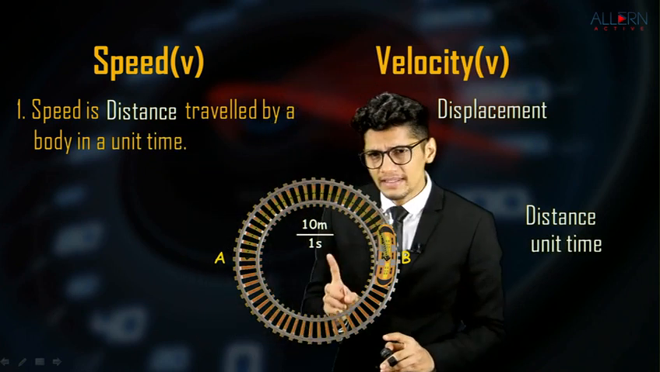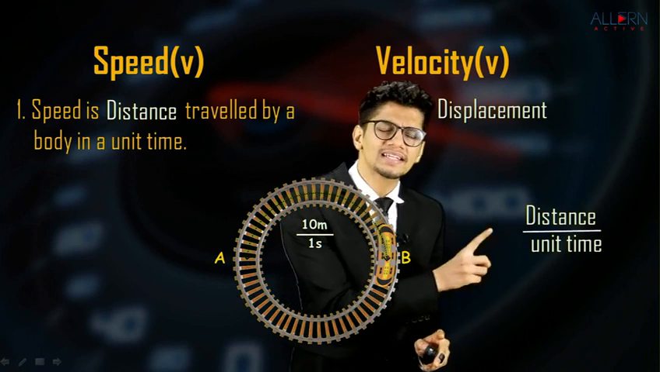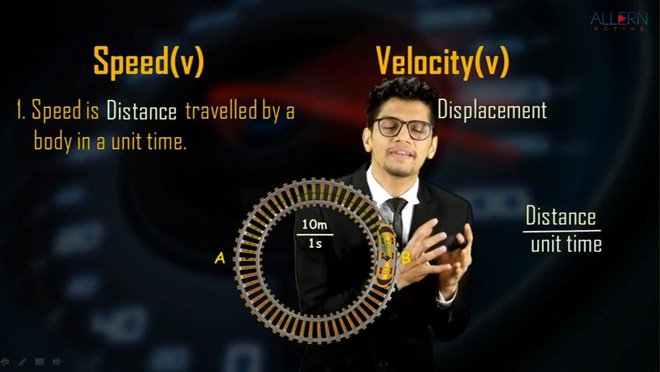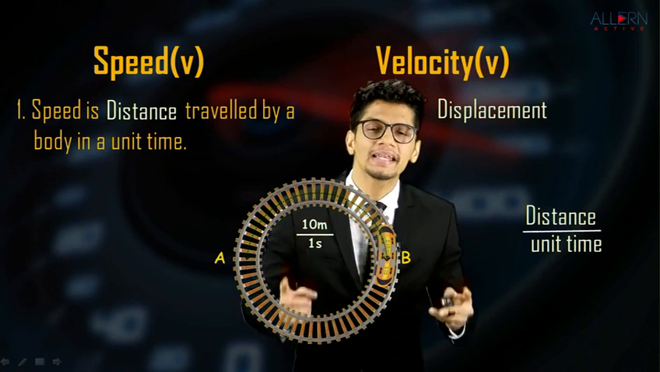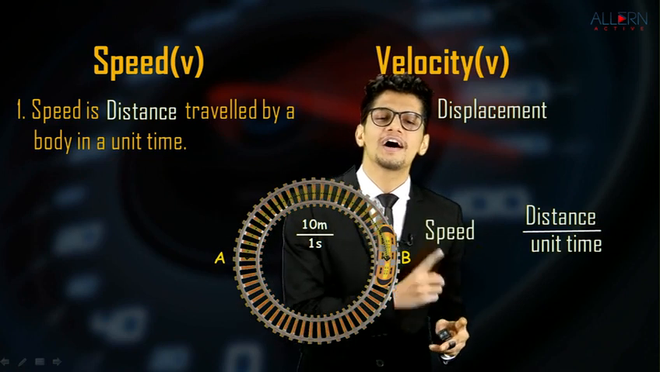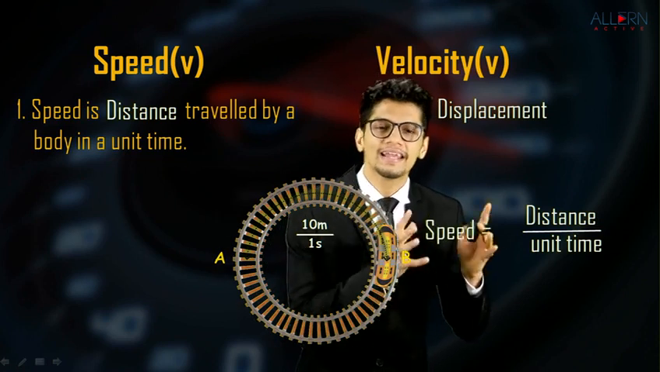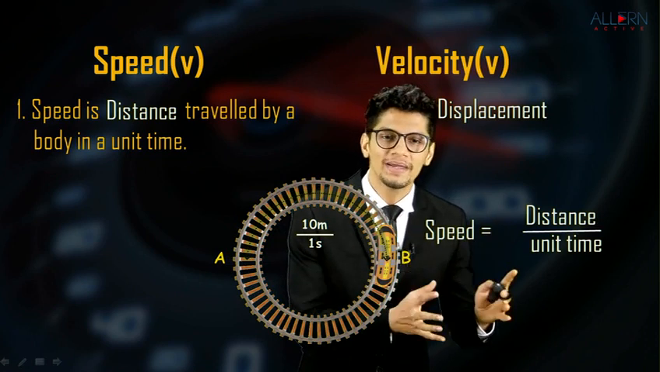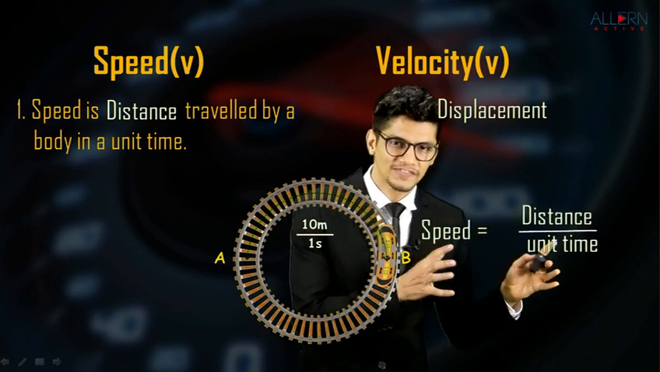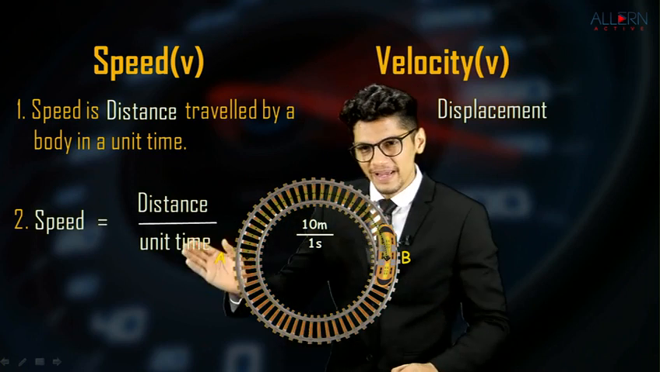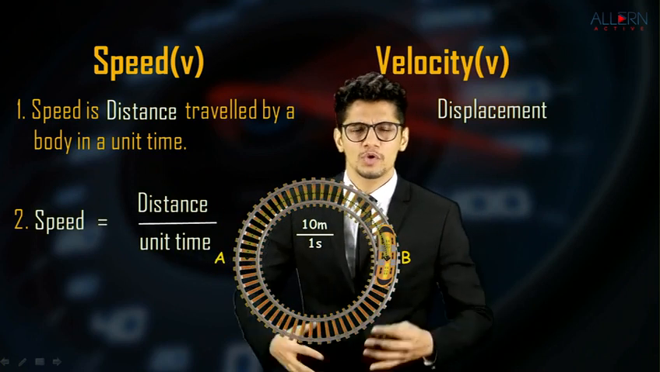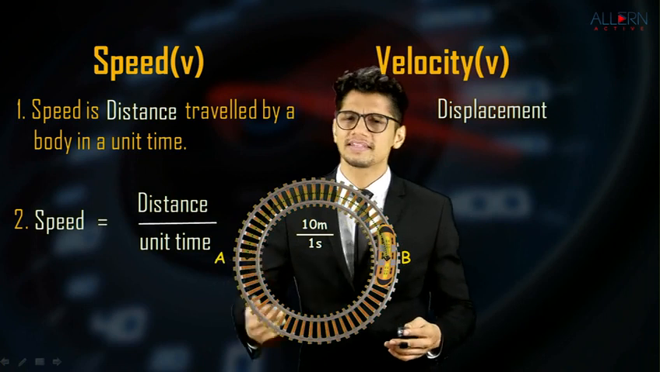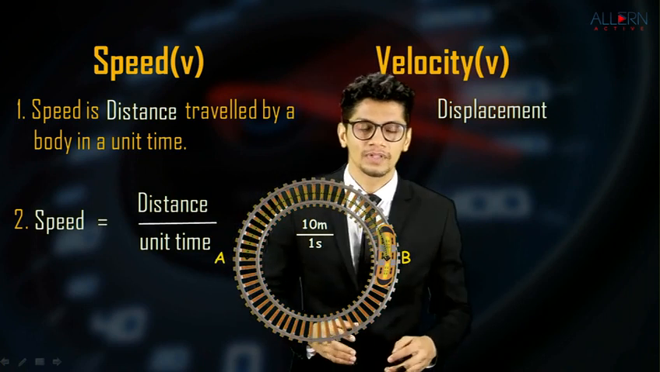Now if we divide these two terms, that means we are dividing distance and unit time. When we divide this, what we actually obtain is nothing but the formula for speed. That means speed is equal to distance upon time is the formula. So let us bring this formula over here. So we have speed is equal to distance upon unit time. You can also write this formula as speed is equal to distance upon time. So this was about speed.